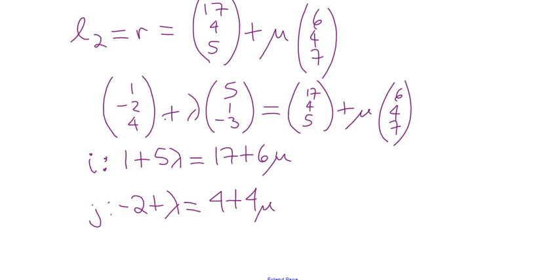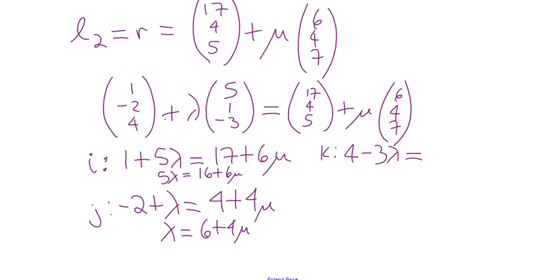I should have left some space in here. Actually, I'm going to go back to, I'm just going to solve this for lambda, right? So we're just going to go 5 lambda is equal to 16 plus 6 mu. And then we'll solve this one for lambda and get lambda is 6 plus 4 mu. And then we go to k, and we get 4 minus 3 lambda is equal to 5 plus 7 mu, or let's go with 3 lambda, and we'll go with negative 1 minus 7 mu.